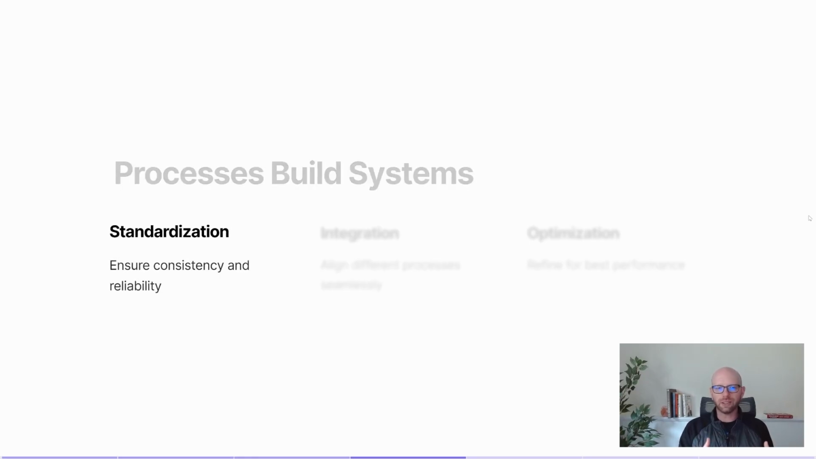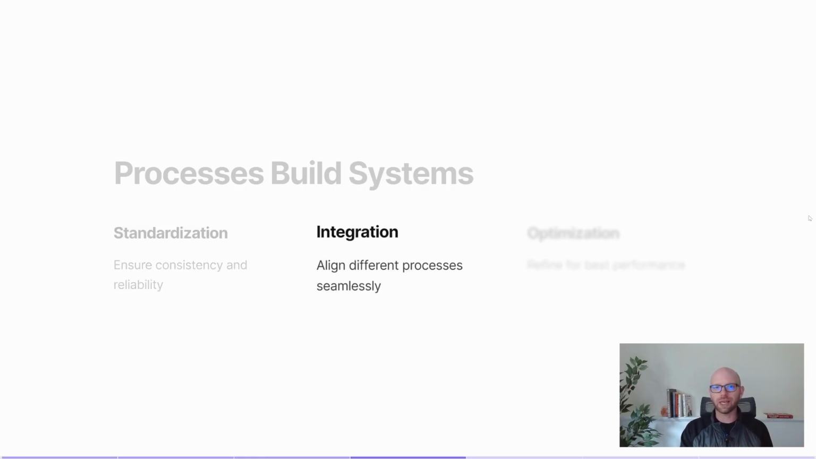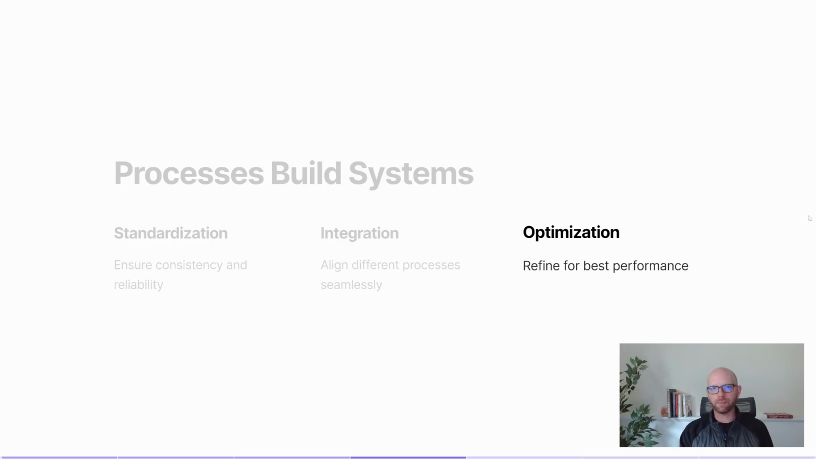So why do we need to even look at processes as a whole? Well, a process really helps us standardize things within a business. That's going to give us a lot of consistency. We can also integrate these processes together and align all these workflows into processes and processes into systems, and that's going to give us the ability to optimize. So at its core, this is the basis for optimization within a business.